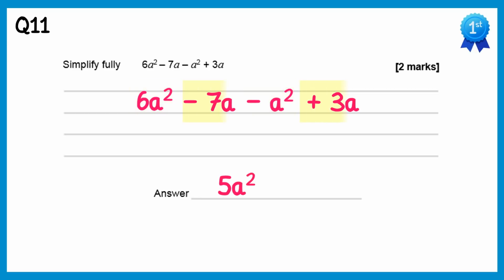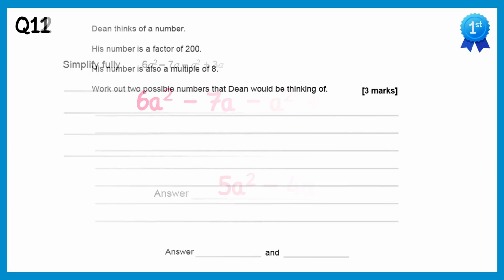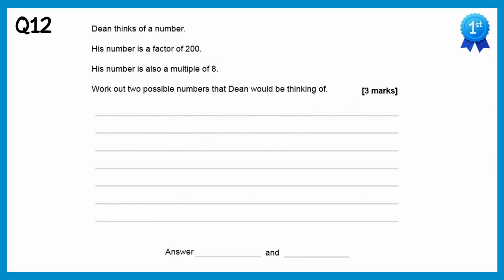We can then look at the -7a add 3a. -7a add 3a is -4a. Think of -7 add 3, which gives you -4. And that's the answer.